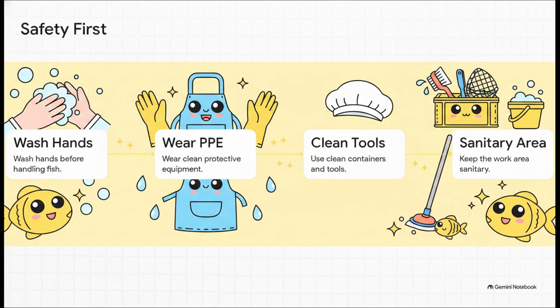Step 2. Wear clean protective equipment to keep both you and the fish safe from contamination. Step 3. Use clean containers and tools. Seriously, even if your hands are spotless, a dirty container will completely ruin the freshness of your catch. And step 4. Keep the work area sanitary. Following these steps ensures that the quality we just spent all that time grading actually stays intact.